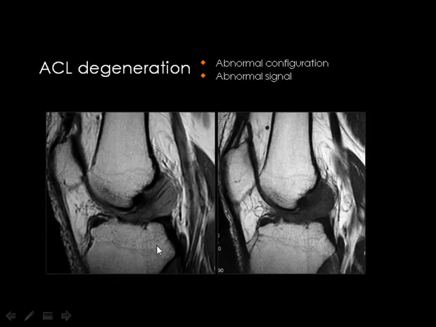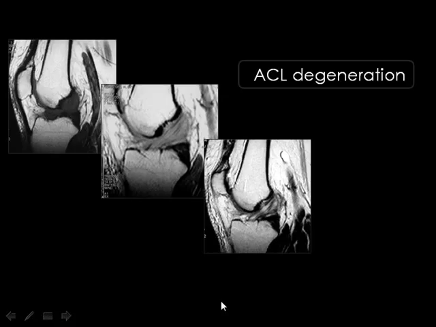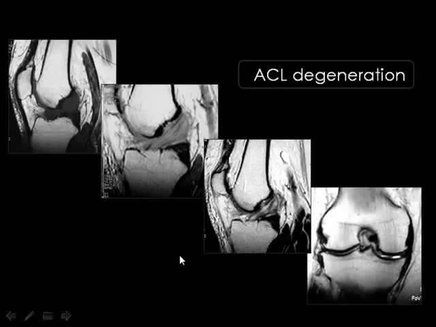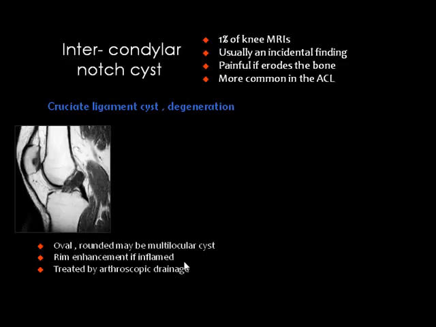And this is an example. You see the ligament is swollen, but you can see some fibers of the ligament going through this area, and this is diagnostic of mucoid degeneration of the ligament. Then here also the ligament is swollen and some fibers are going inside the ligament, and this is mucoid degeneration of the ligament.